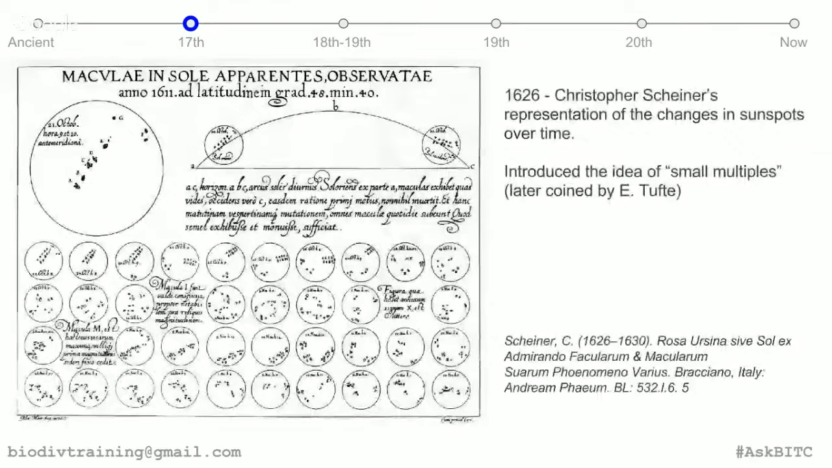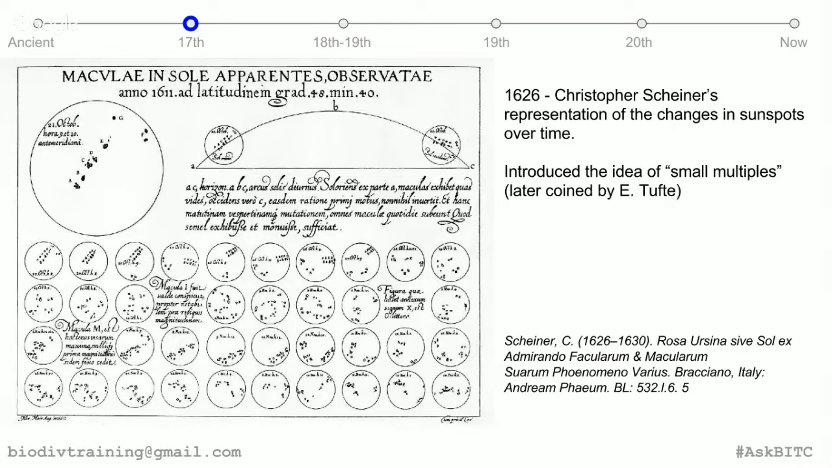Also, in this period came the first ideas for more complex visualizations. In this particular case, in 1626, Christopher Scheiner represented the sunspots over a period of time and made a particular effort in showing the difference in the position, the evolution of these sunspots by using a technique that was later called the principle of small multiples.